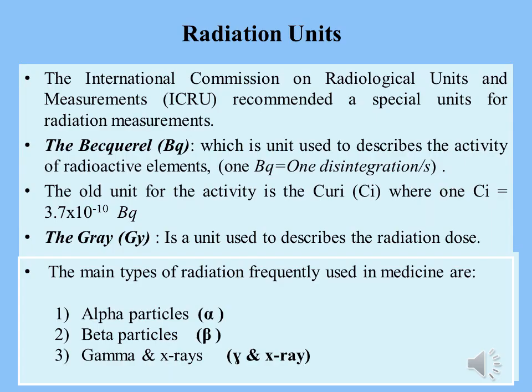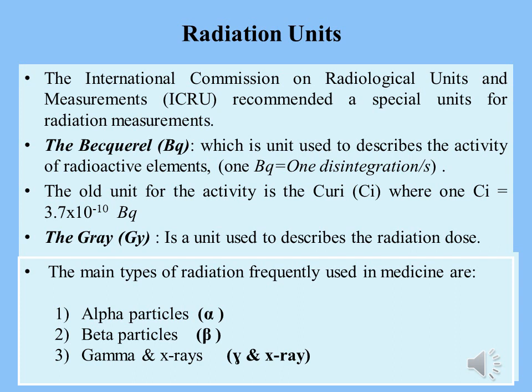Radiation units. The International Commission on Radiation Units and Measurements, ICRU, recommended special units for radiation measurements. The becquerel, Bq, is a unit used to describe the activity of radioactive elements, where 1 becquerel equals 1 disintegration per second. The old unit for the activity is the Curie, Ci, where 1 Ci equals 3.7 by 10 to the power of 10 becquerel.